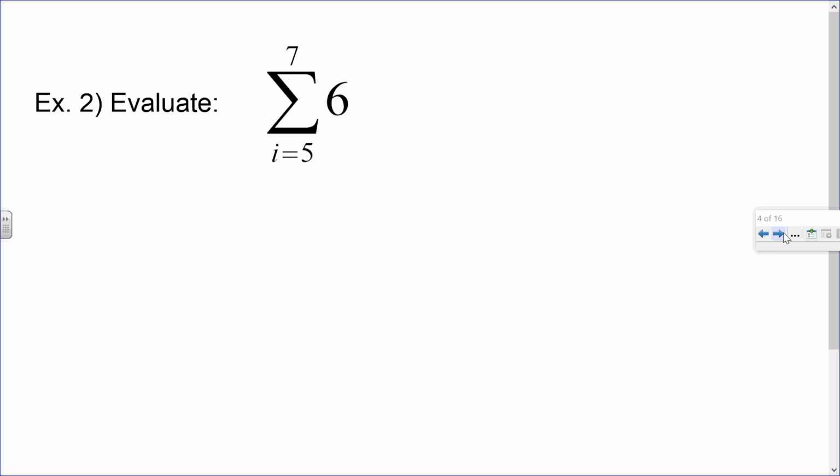Does i have anything to do with what 6 is? So what is 6? When i is 5, the first term is 6. When i is 6, what is 6? Keep going, I haven't gotten to 7 yet. When i is 7, what is 6?